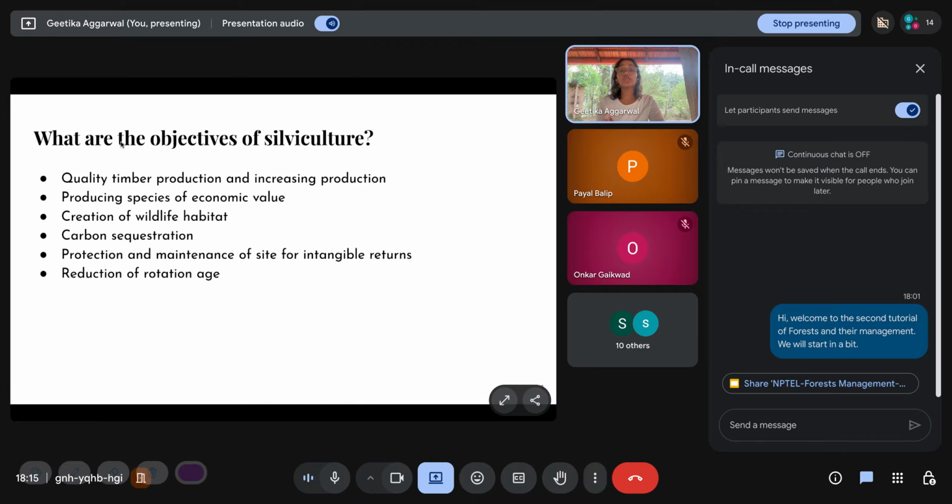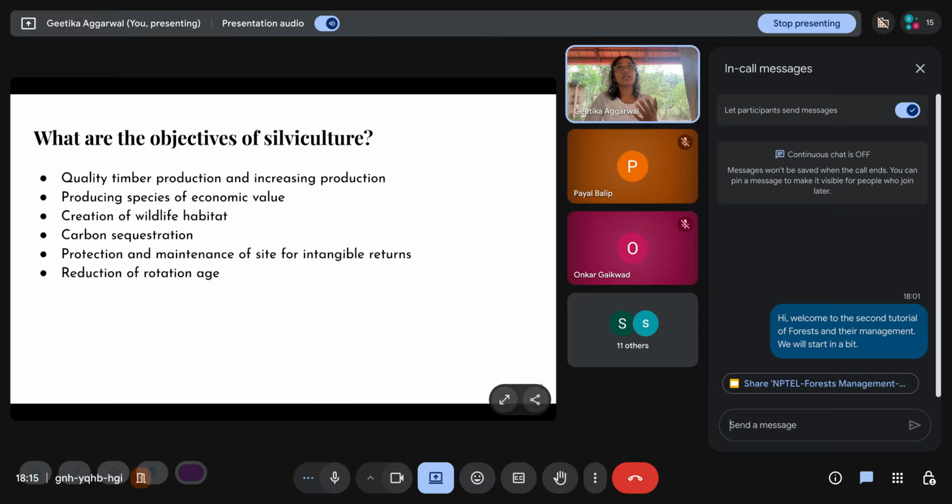Another thing could be to reduce the rotation age. So this again comes back to the objective of extracting wood, extracting timber from the forest. So reduction of rotation age means I want to reduce the difference in time which it takes for the trees to mature. So I want to plant trees which in 50 years I can basically cut down, and I can put up a new forest there.